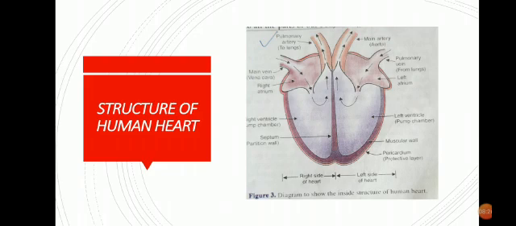Now what happens when this deoxygenated blood enters the heart, that is the right atrium, via the main vein? Then again it pumps, right? As soon as it pumps, it is pushed into the right ventricle, that is the lowermost chamber.